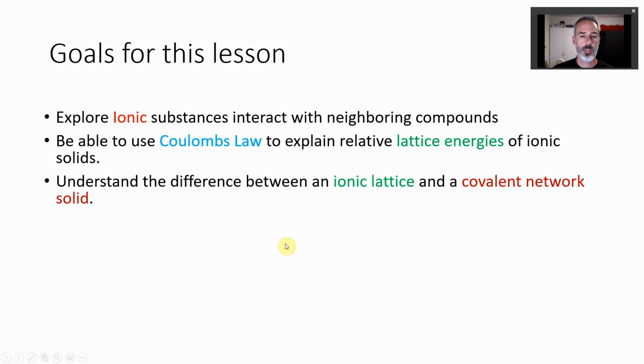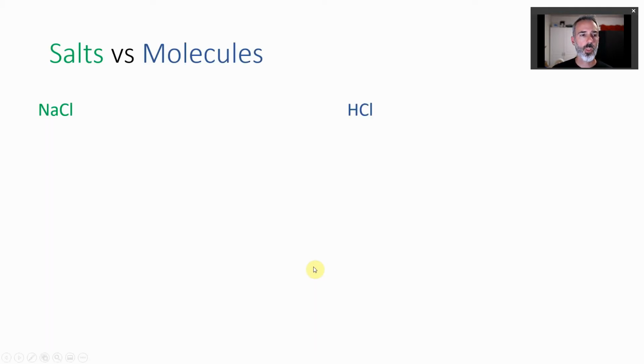And of course, that means we've got to know what a lattice is and be able to distinguish an ionic lattice from how molecules interact covalently, but then also how covalent network solids exist. So we're going to be comparing a variety of types of bonding in this lesson. All right, so let's look at ionic substances like sodium chloride versus HCl, which is believed to be covalent. But, examples of covalent substances, CO2, methanol, things like that. Anything that has primarily nonmetals in it.